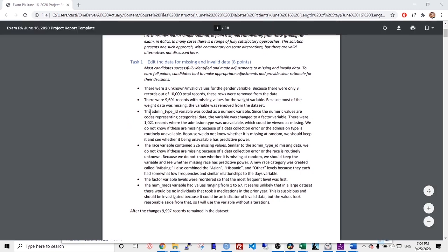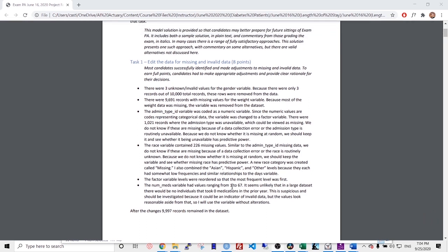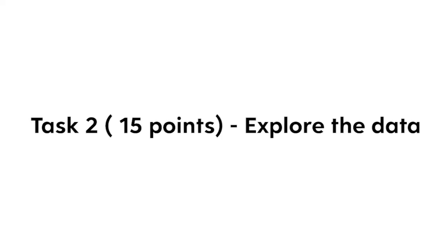For instance, the admission type variable could have been missing, or it could have been removed. The number of meds variable could have been considered missing for values of 1, or it could have been removed. The same for the number of procedures. So regardless of what decisions you made, just be sure that you have adequate description.